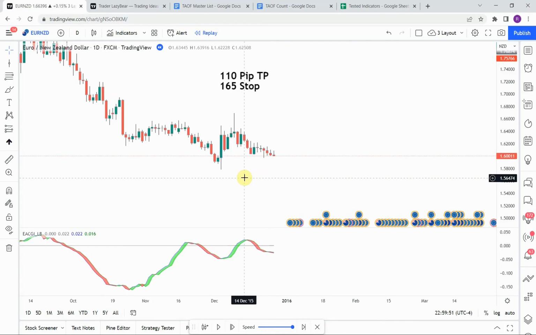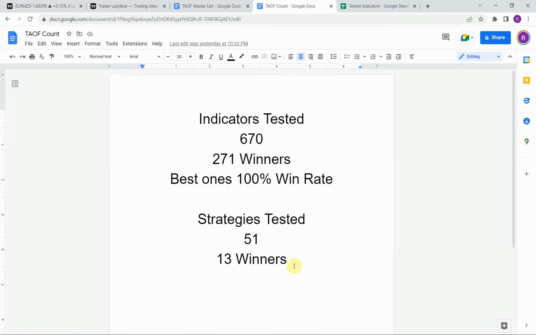Alright, as I said, today we will be testing Ehlers Adaptive CG Indicator. Before we do though, I wanted to put the testing scoreboard up for everyone to see. So to date, we have tested a total of 51 different strategies, with 13 of them being profitable. We have also tested a total of 670 indicators, with 271 of them being winners. The best ones so far were able to achieve a 100% win rate.